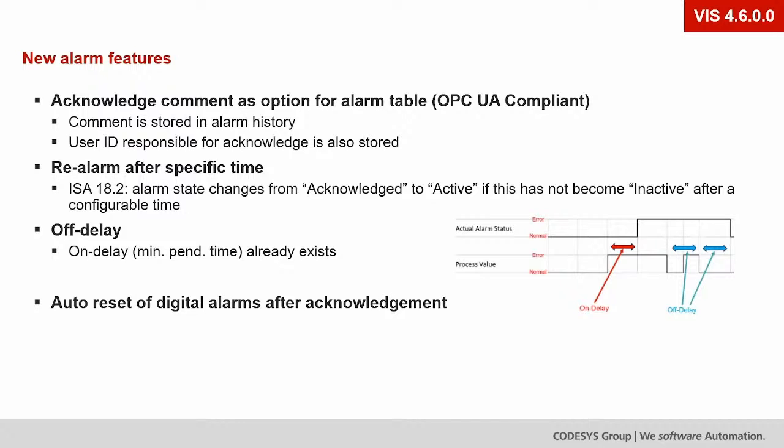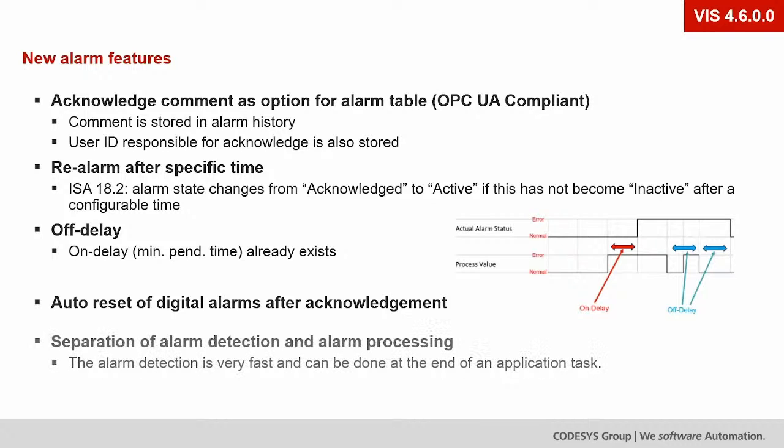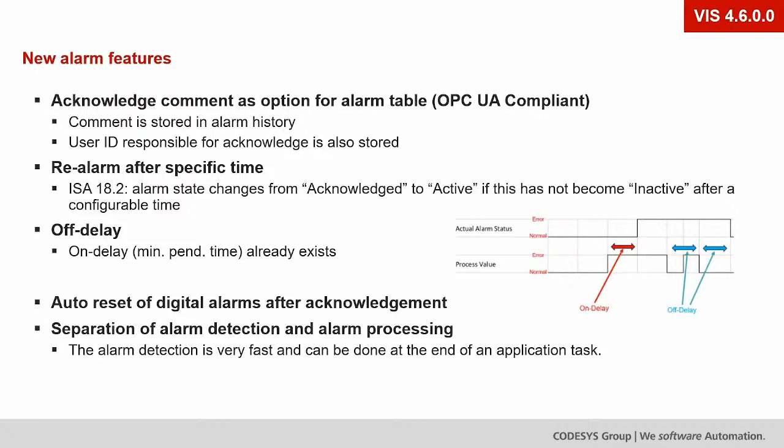Another feature, auto reset, is available for digital alarms. This is an option in the alarm class. If the option is set, the digital value is automatically reset after acknowledgement. The last enhancement from the alarm management area is the separation of alarm detection from alarm processing. Alarm detection must be carried out very quickly so that every change to the alarm states can be recognized. The storage of alarms in the history can be carried out in parallel in a slower task.